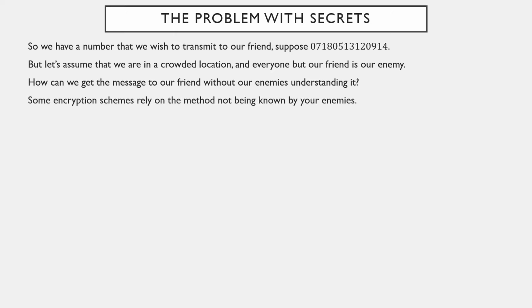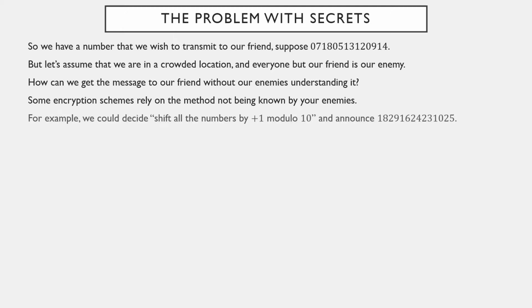Some encryption schemes rely on the fact that the method of encryption is not known by your enemies. As a really simple example, we could say shift all the numbers by adding 1 modulo 10. So while our original message was 0718, we replace that with 1829. 0513 becomes 1624. 1209 becomes 2310. Notice I replaced 9 by adding 1 to it, it became 0. And then 14 gets replaced by 25.